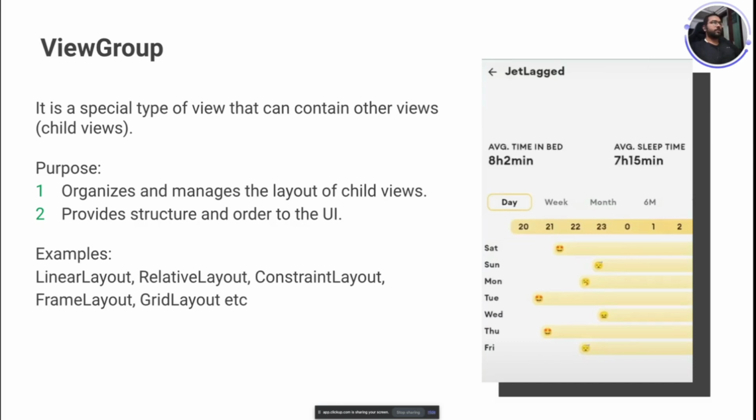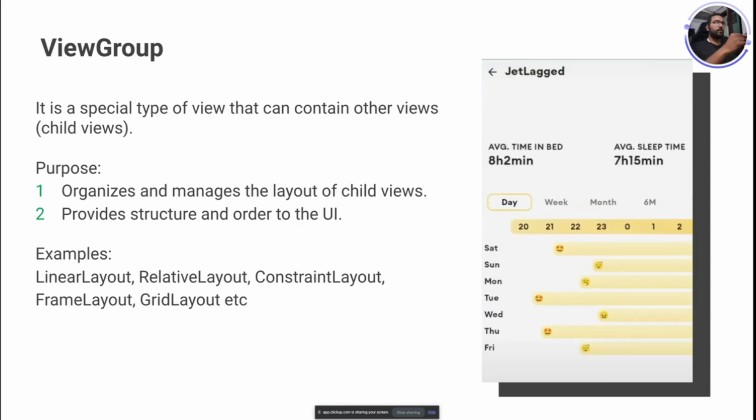So view group is a special type of view that can contain other views. So the main thing is view group is also a view, but it is a type of view which can contain other views inside it, right? So why should we use view group? View groups are used to organize and manage the layout of child views. So we can have child views, but how they are arranged in the parent corresponds to the view group. How they are arranged in the view group is defined by the type of view group we use. It provides the structure and order to the UI. So it means the structure of the children, how they should look in the view group, is also provided by the view group. For example, there are certain view groups, that is linear layout, relative layout, constraint layout, etc.